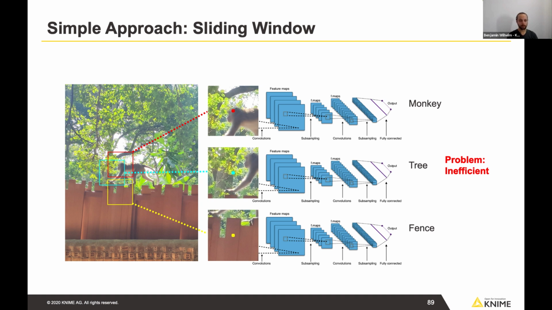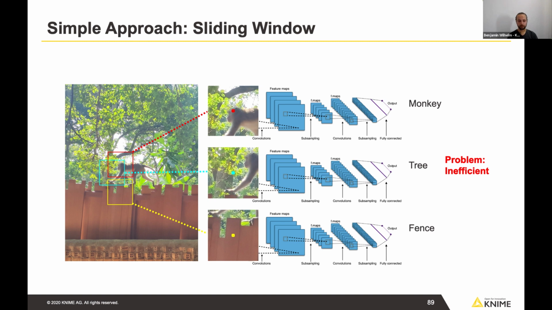And then the network should predict what the class of the middle pixel of this patch is. So we take out this patch, and the middle pixel shows a monkey. So we use this classification network and predict monkey. This patch has a tree in the middle pixel, so we predict tree. And so on. We can do this then for each pixel of the image.